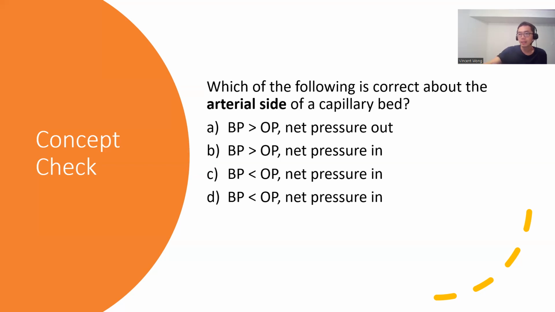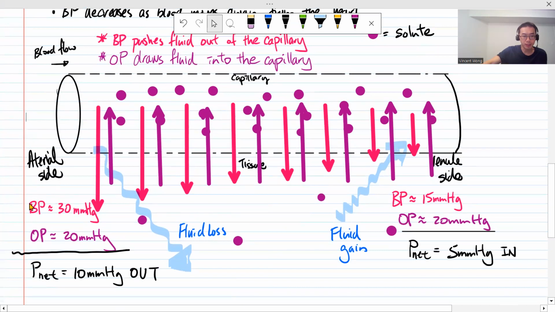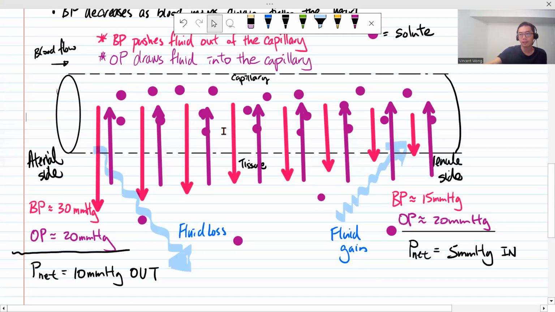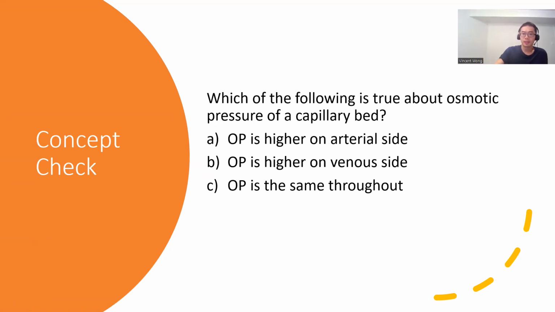Okay, that was a minute. Most people got it right. If you look at the picture we just drew, on the arterial side, which is right here on the left, the BP is greater than the OP, and it's pushing fluid out. So the correct answer is A. This is definitely a diagram I will have next to me when I'm doing the quiz as reference. Even better if you can memorize it, but it doesn't hurt to have it by your side. Okay, what about this?